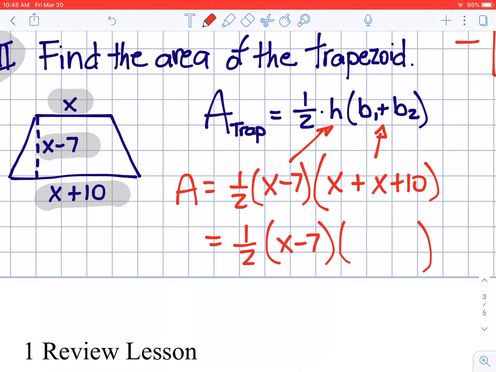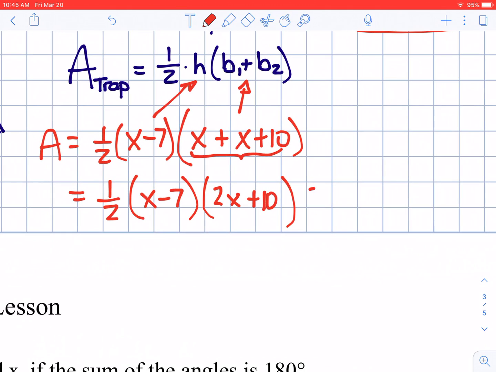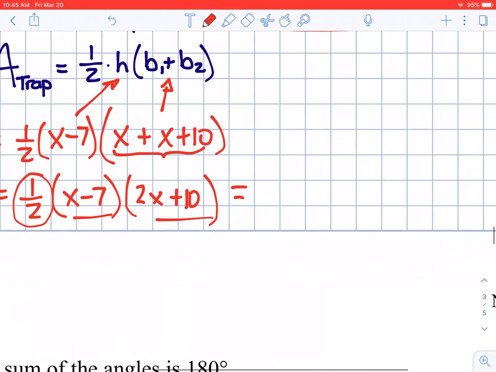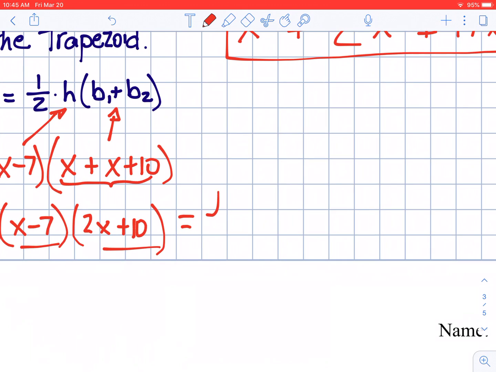Now if I combine those two x's together before multiplying, I get x plus x, which is 2x plus 10. Now I'm going to multiply those two binomials together, x minus 7 times 2x plus 10, and then finally we'll combine the 1/2 into it. Okay? All right. For space, I'm going to come up here.